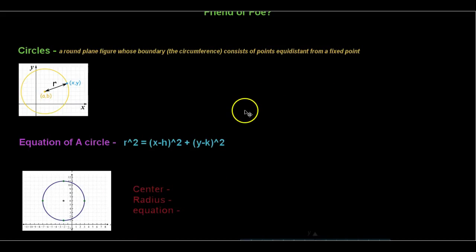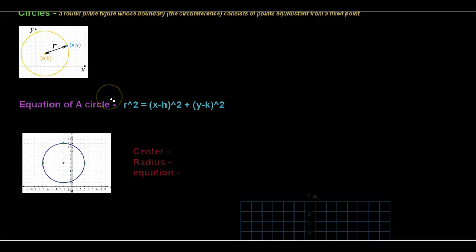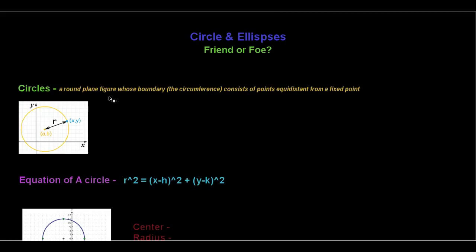So let's start with circles, since we're going to learn more about circles first, and then we'll go into ellipses so we can figure out the difference between the two.